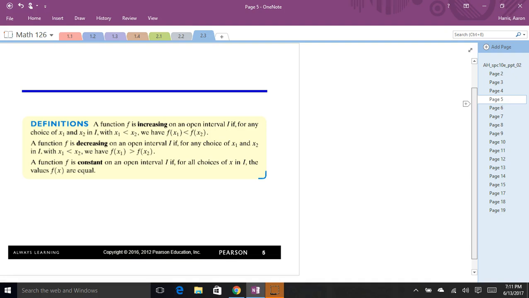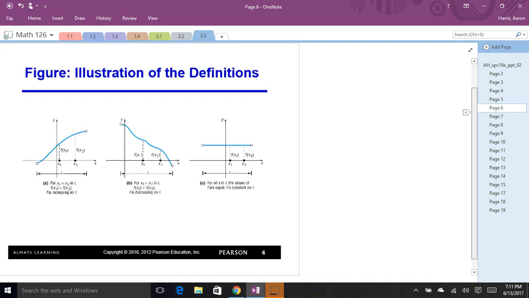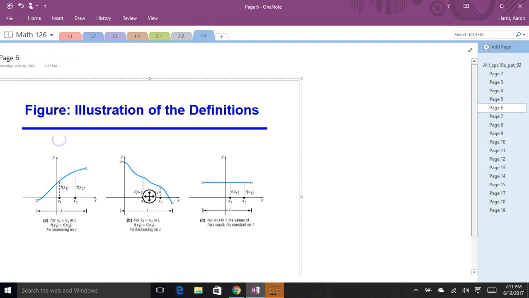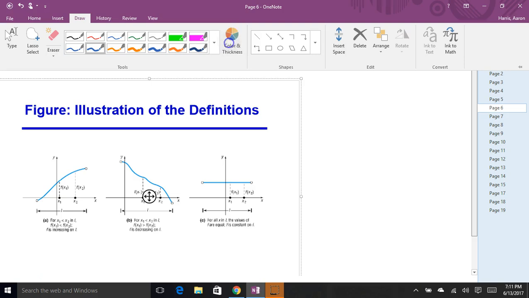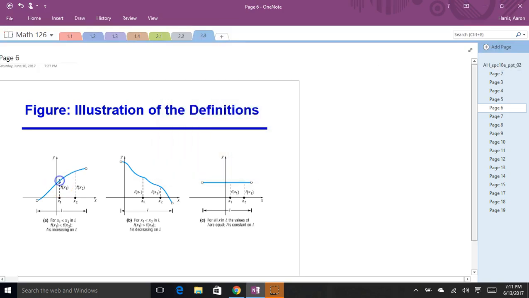Alright, a function is increasing, so I think this is better seen. Those were the definitions, but I think it's better seen visually here. A function is increasing if you pick any x1, so let me pick an x1 right there, and it's less than x2. Then the f of x1, the y value, will be lower, less than your f of x2. So in other words, if you're increasing, you're going to be going up and to the right. If you're decreasing on a function, you should be going down and to the right. If you're constant, you should have a slope of 0. So your f of x1 will equal your f of x2.